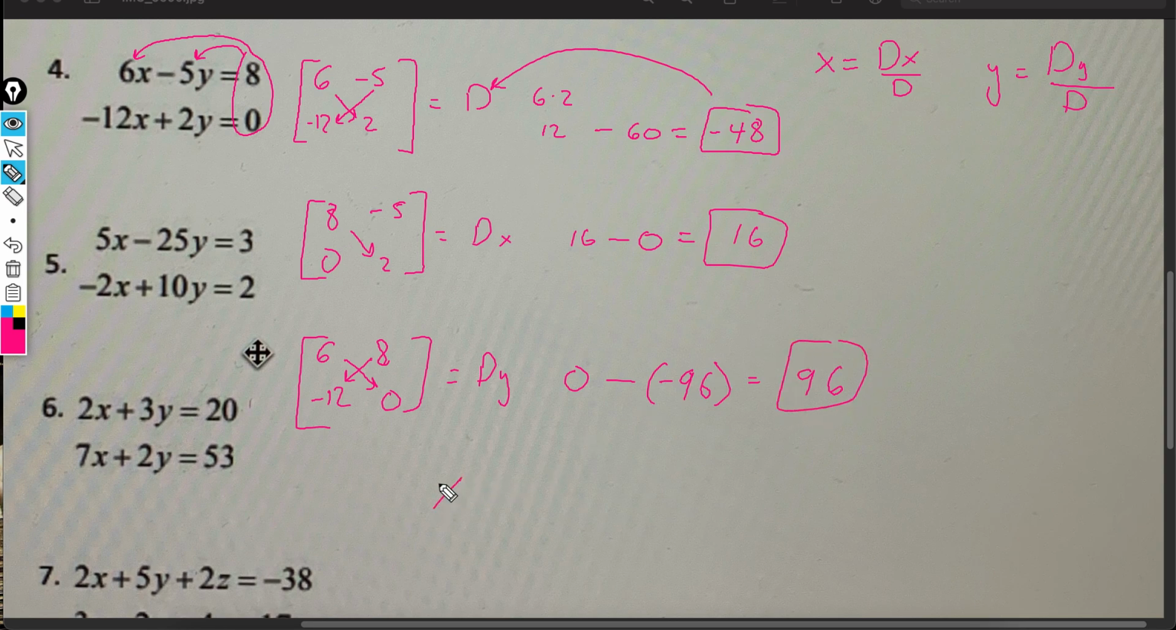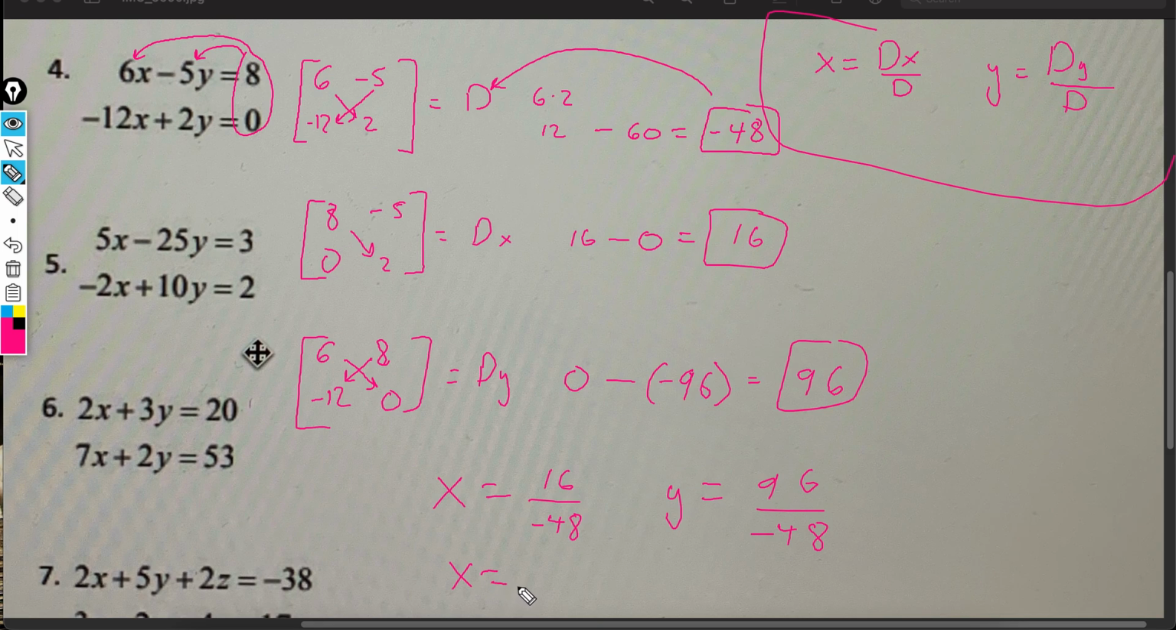Let's plug it into our formulas, starting with x. When I say our formulas, these guys. Our d sub x was 16 over -48. Y, d sub y is 96 over -48. Hey Siri, 16 divided by 48.